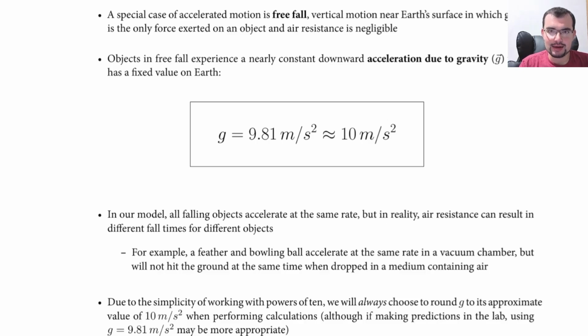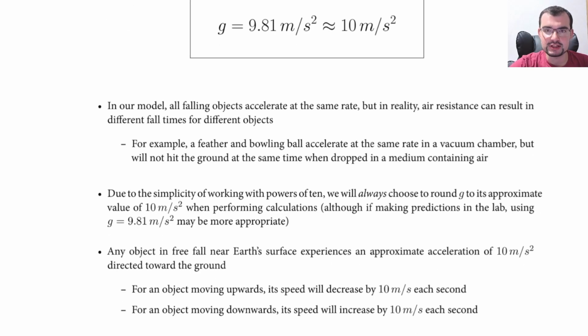Now, if you're doing labs, you might argue 9.8 is more accurate, but I might argue you're worse at measuring than you think. 9.8 versus 10 probably doesn't matter in your experiment. Assuming you're doing a physics lab and not like making air. Please use the actual g.